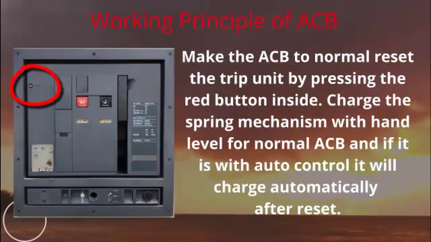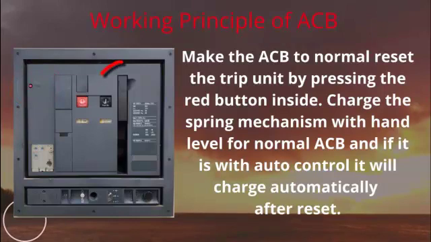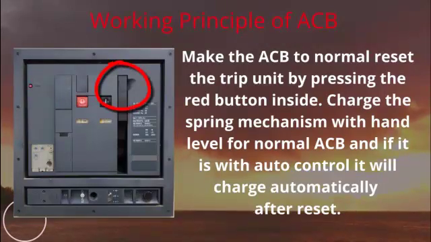Make the ACB normal. Reset the trip unit by pressing the red button inside. Charge the spring mechanism with the hand lever for a normal ACB, and if it is with auto control, it will charge automatically after reset.